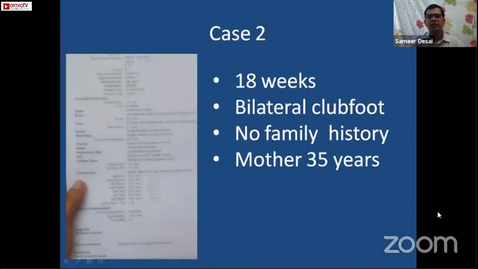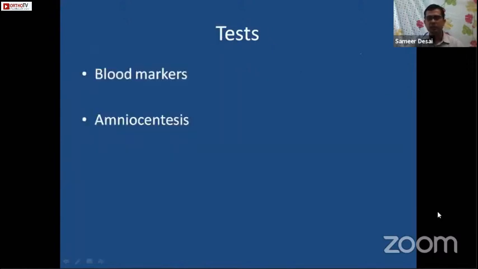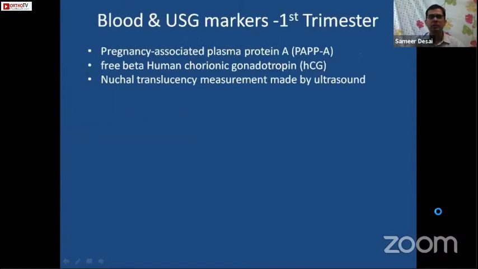The mother is 18 weeks pregnant and the report has come as bilateral clubfoot. There is no family history, and the risk factor is that the mother is 35 years old. So what are the blood markers that are advised, and what is the role of amniocentesis? In the first trimester, gynecologists usually do the pregnancy associated plasma protein, the free beta HCG, and the nuchal translucency measurement by ultrasound.